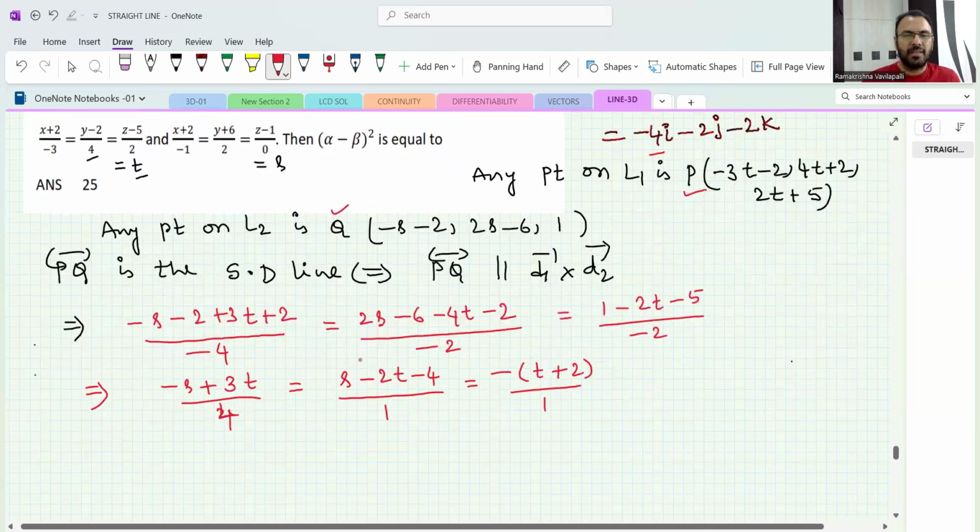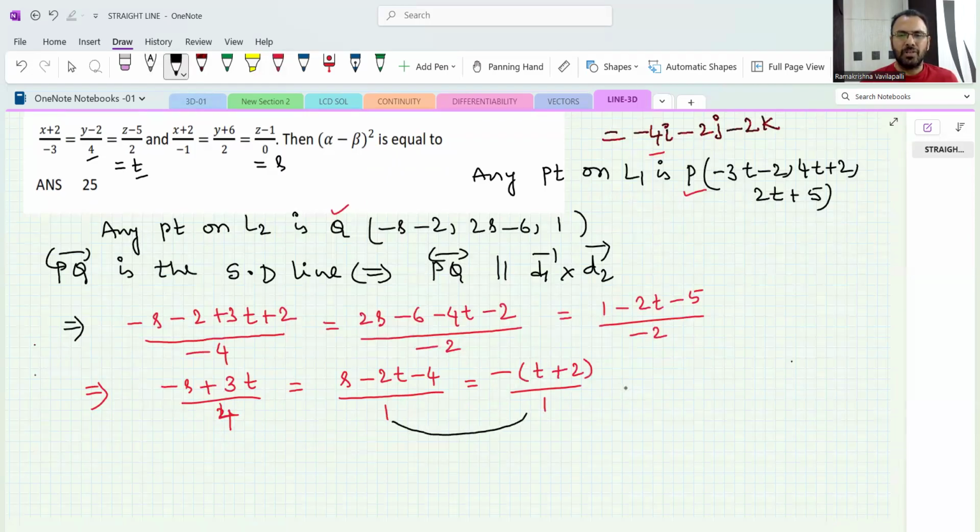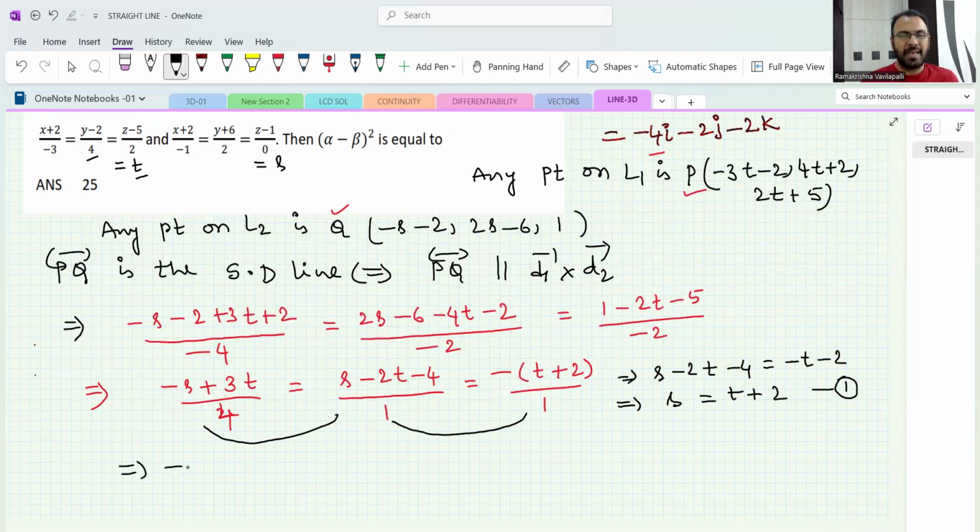Now you see that you just cross multiply these two. You will get one equation: S minus 2T minus 4 equal to minus T minus 2, which implies S is equal to T plus 2. This is one equation. Now equating these two, you will get minus S, 4S minus 8T minus 6T. Be careful about the calculations. I make a lot of mistakes, but you should not. S is equal to T plus 2, substitute here.